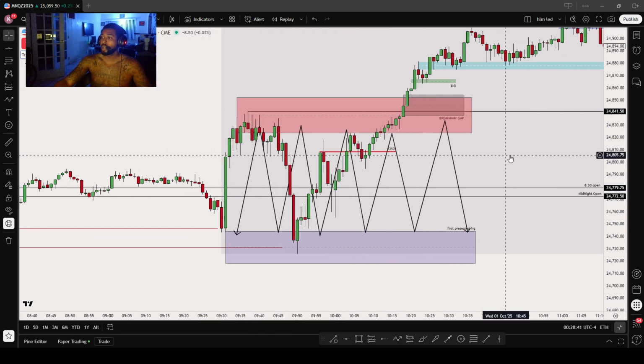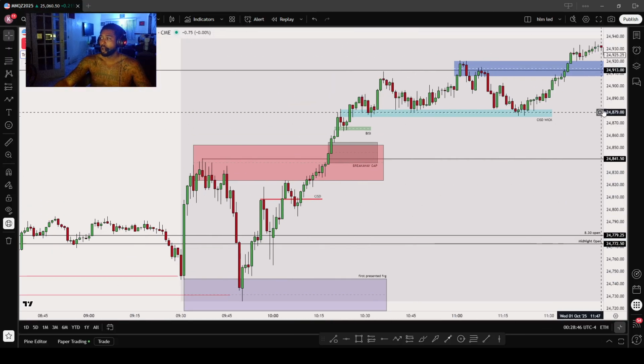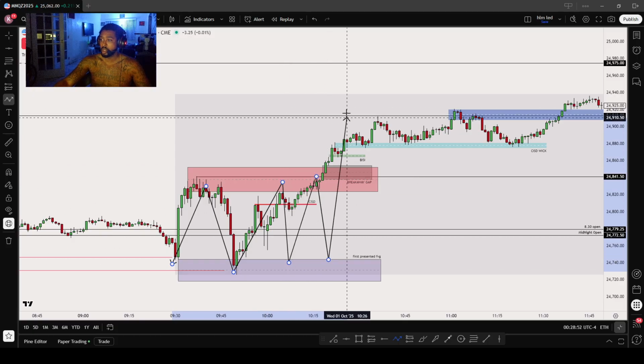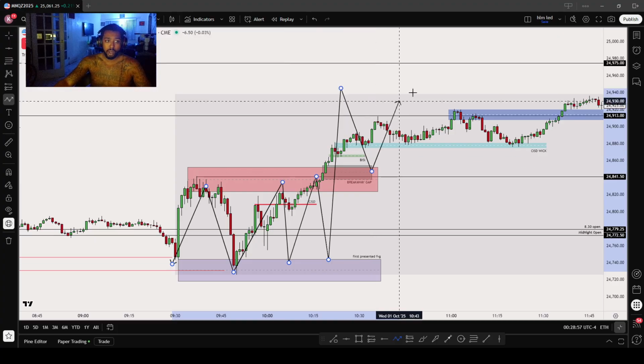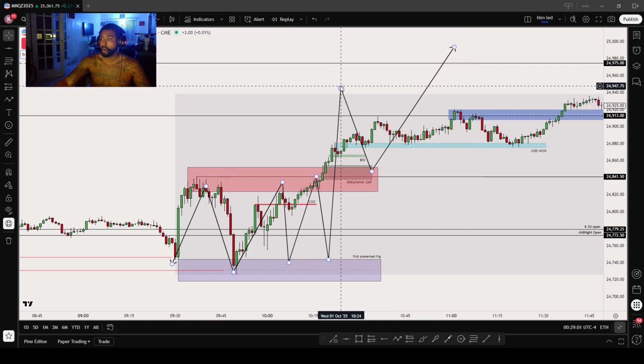Now, once we actually break outside this range, we can get something called a break and retest. So we go support, resistance, support, resistance, then we break out, so we get the breakout, then we get the retest of the level to go back higher. So that's how retail trading works.